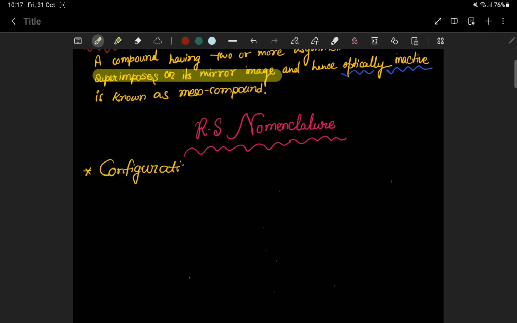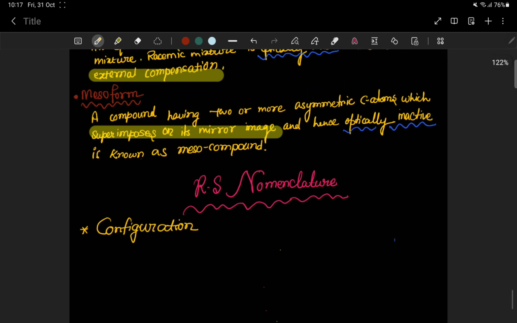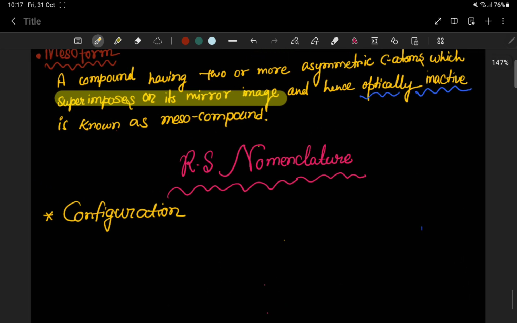When I talk about configuration, I hope in your plus 2, as we are studying engineering chemistry, you have already learned about the configurations and all. Let me give you a brief recap of everything. And from here actually the chapter has begun. Okay, optical isomerism is also important.